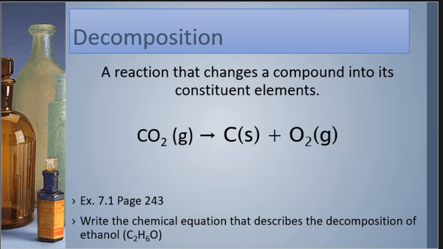We're going to decompose C2H6O. So we would say C2H6O yields me what? Carbon plus hydrogen plus oxygen. Right? Easy breezy. There we go. That's all you need to know for that.